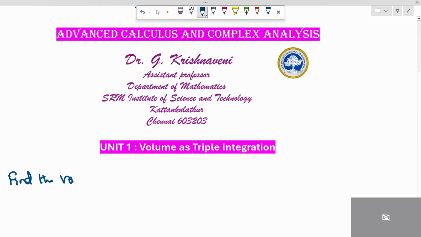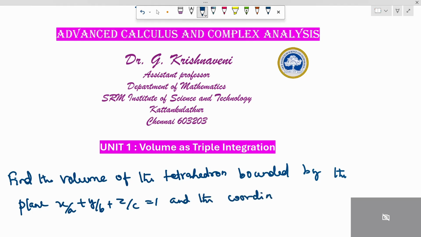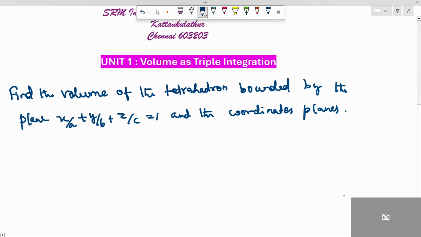Find the volume of the tetrahedron bounded by the plane x by a plus y by b plus z by c is equal to 1 and the coordinate planes.